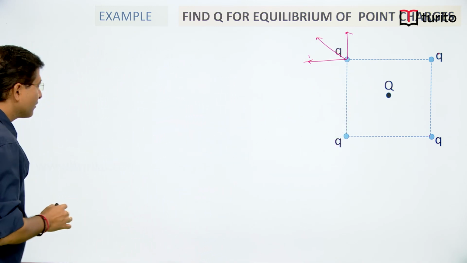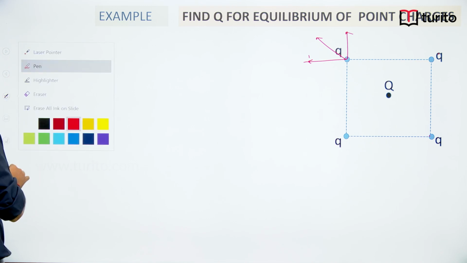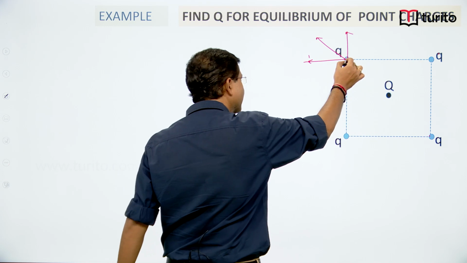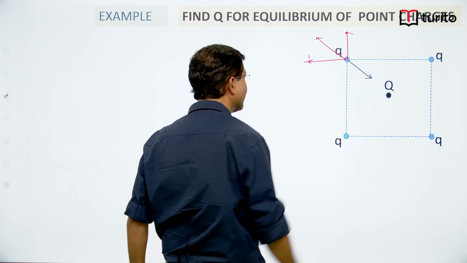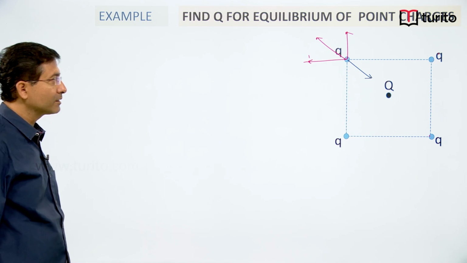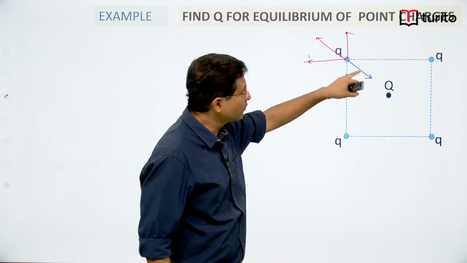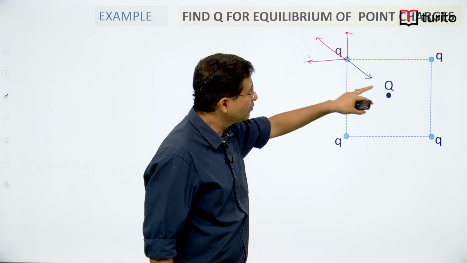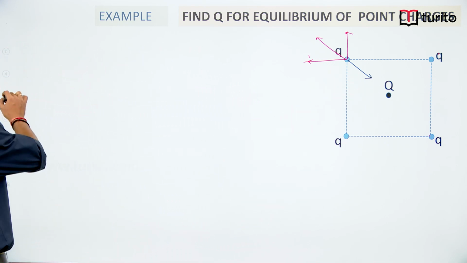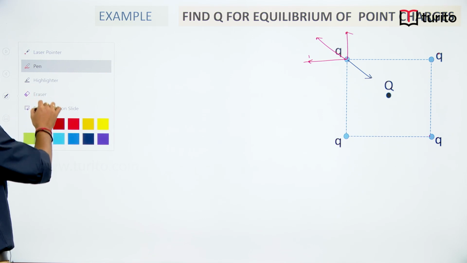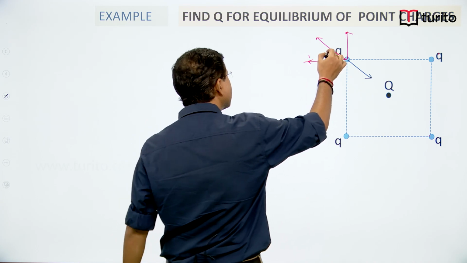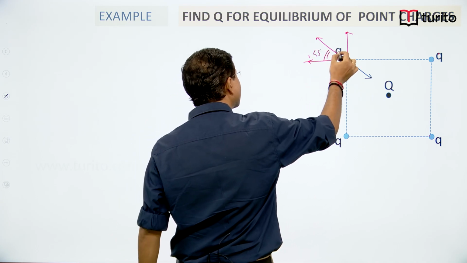That means that black one, or capital Q, let me draw by vector with black. Okay. Now I hope it is clear that this force is on Q by this capital Q. They must get balanced for it to be in equilibrium. This angle is 45, this angle is 45.